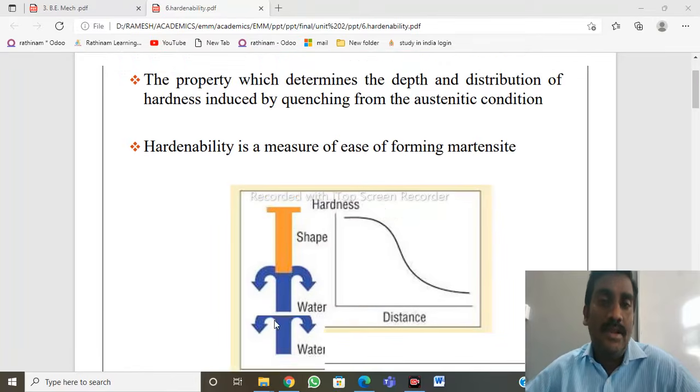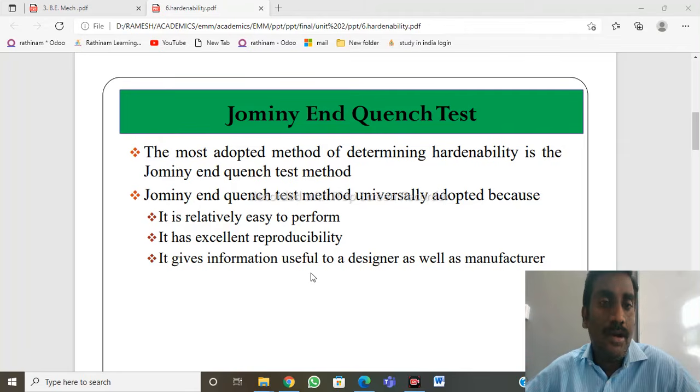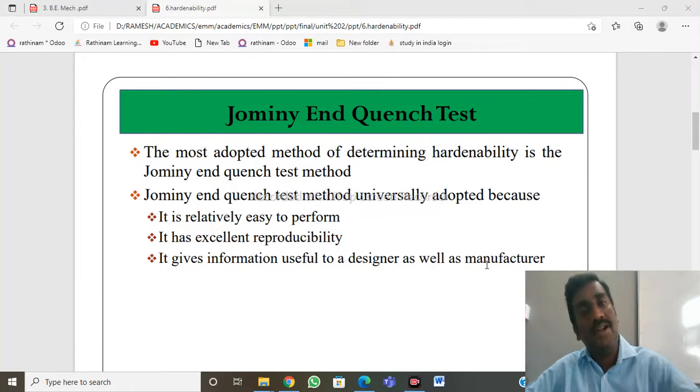That means there is a test, the Jominy end quench test, that we are going to use for measuring the hardness. The most adopted method of determining hardenability is the Jominy end quench test method. It is also universally accepted and it is relatively easy to perform. It has excellent reproducibility and it gives information useful to the designer as well as the manufacturer.